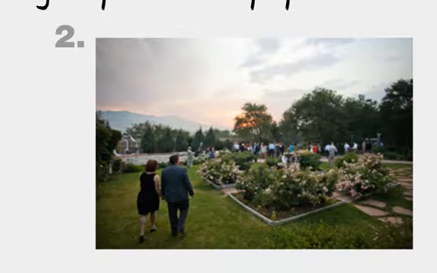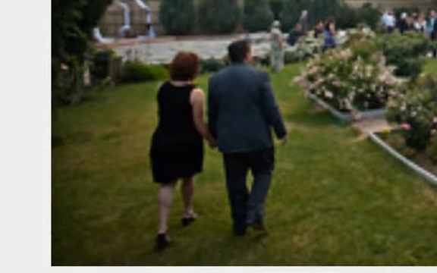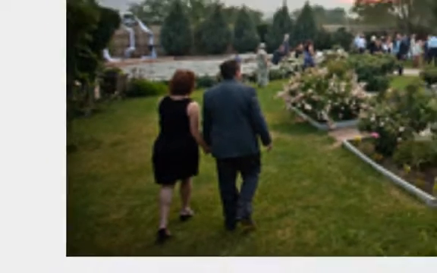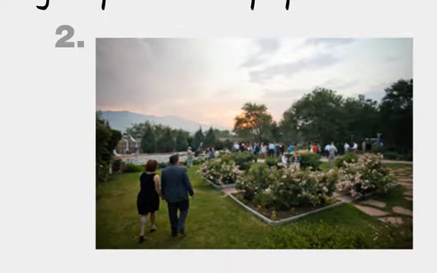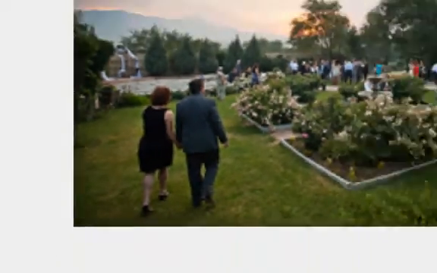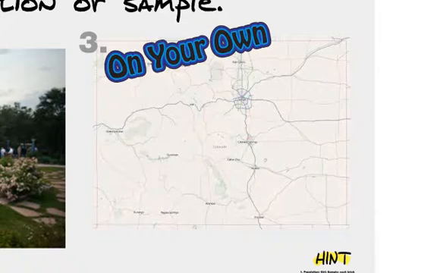These people here at a wedding compared to just this couple. The total group here is the population at the wedding, whereas the couple in the corner is just a sample. They're just a sample of the total population. Why don't you try to do this one? The state of Colorado compared to the city of Denver. Which one's the population? Which one's the sample?